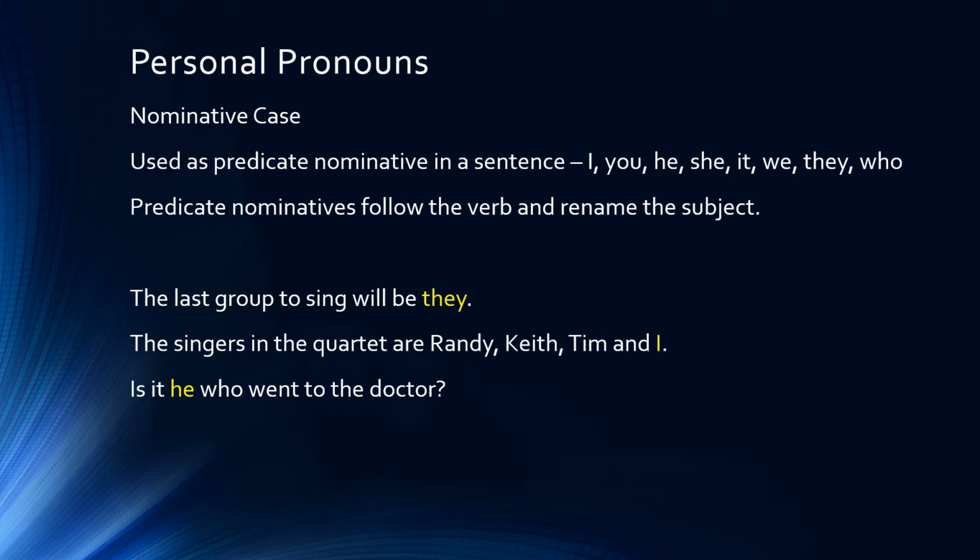The singers in the quartet are Randy, Keith, Tim, and I. Randy, Keith, Tim, and I, all of that is predicate nominative in reference to the singers in the quartet, and I is the personal pronoun identifying me as part of the quartet. Is it he who went to the doctor? He is predicate nominative, identifying the one who went to the doctor.